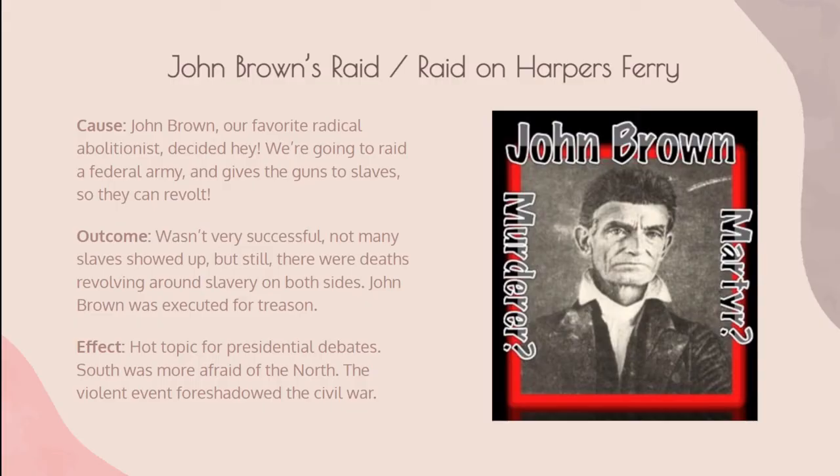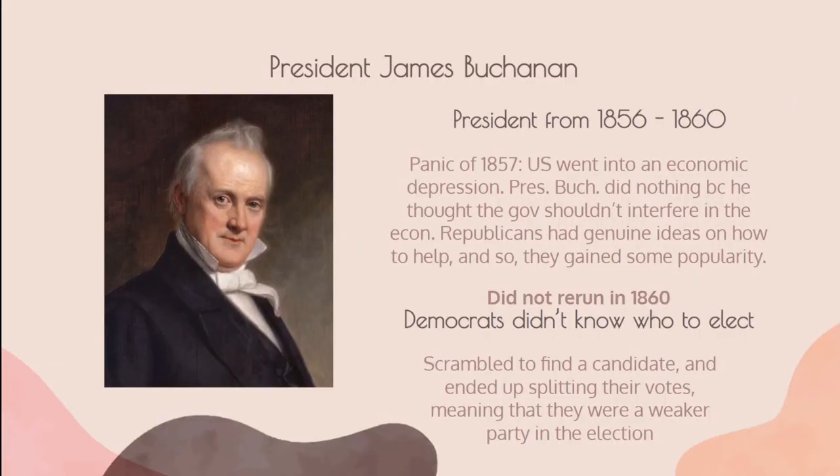Not many slaves showed up, but still, there were deaths revolving around slavery on both sides, and John Brown was executed for treason. The effect of this is that it was a really hot topic for presidential debates, and the South was really scared of the North. They're really afraid of this radical abolitionism that John Brown showed. And this violent event really foreshadowed the Civil War, as many considered John Brown to either be a murderer or a martyr. Then we got President James Buchanan.